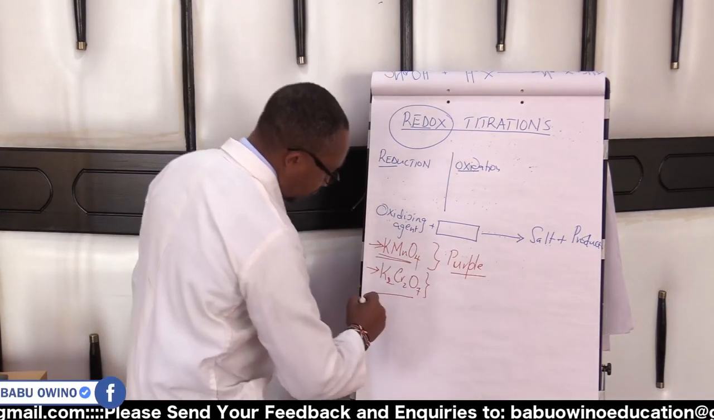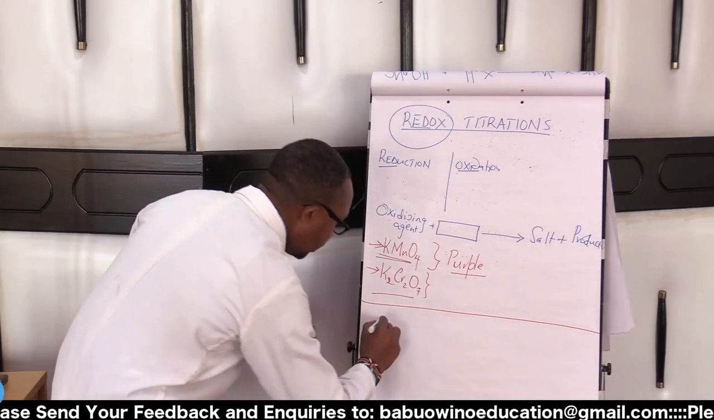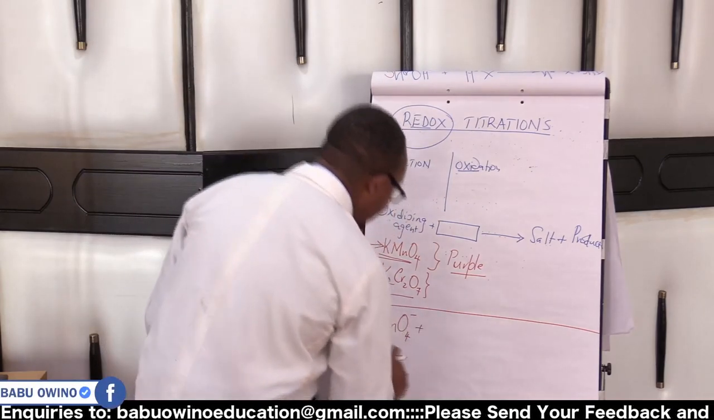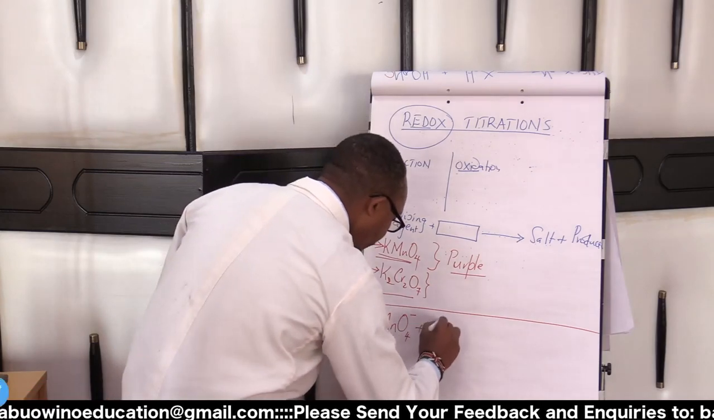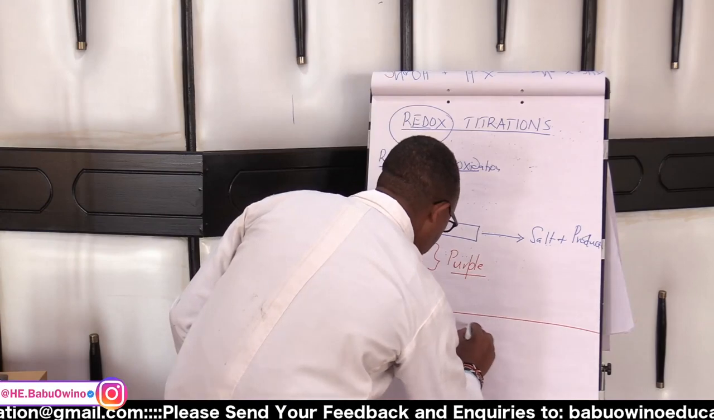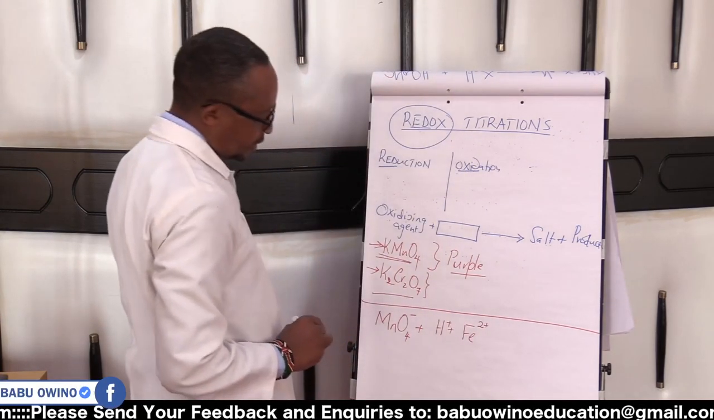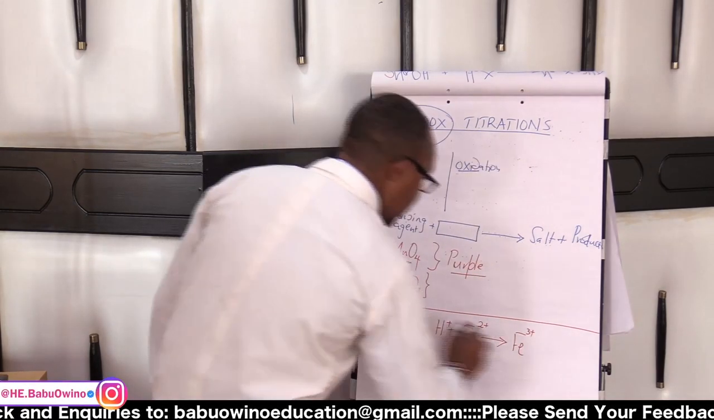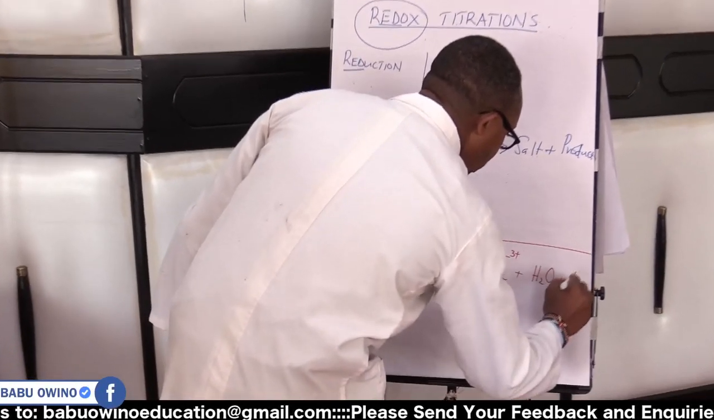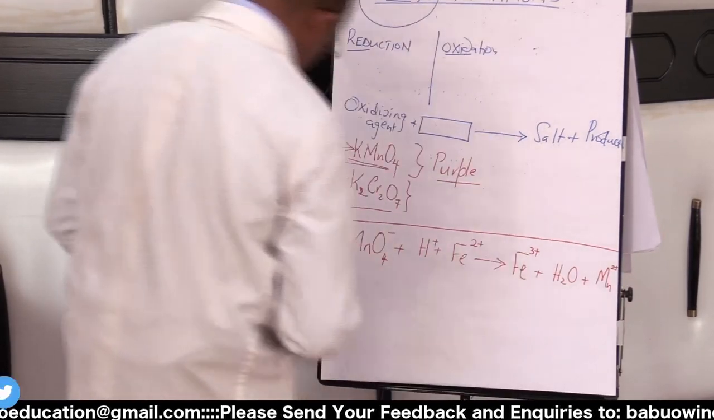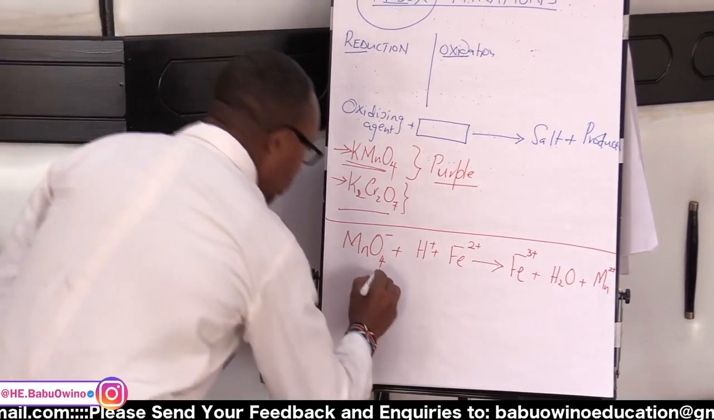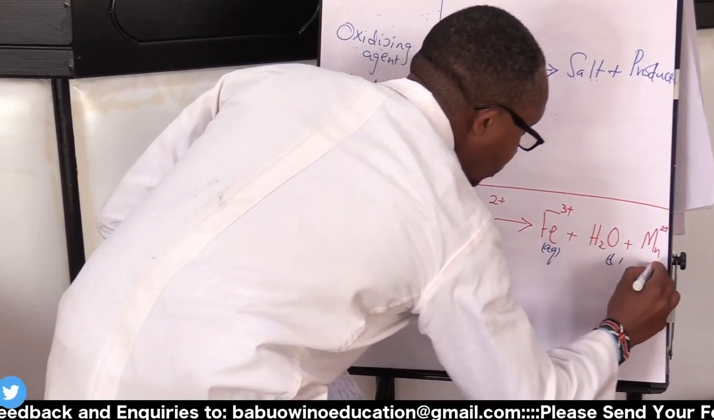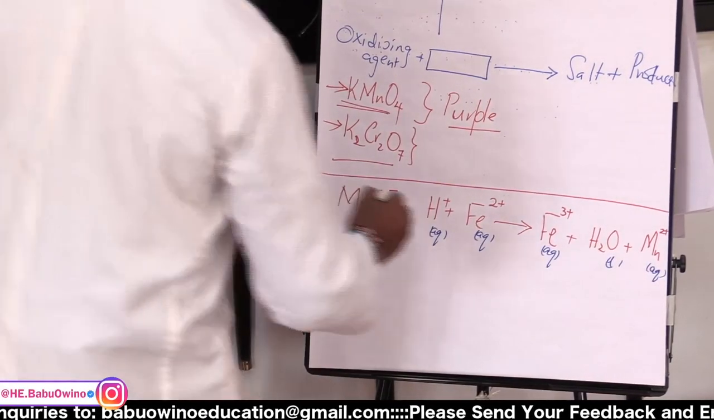Some people like working it like that. So we will take an oxidizing agent, that one, which we have here. Then we will combine, and these oxidizing agents are normally acidified. So hydrogen ions plus, we're going to use ammonium ferrous sulfate. This is going to be oxidized to iron 3. Then we're going to get water, and manganese 2 ions. Then the next thing is to have state symbols. Then we balance it up.